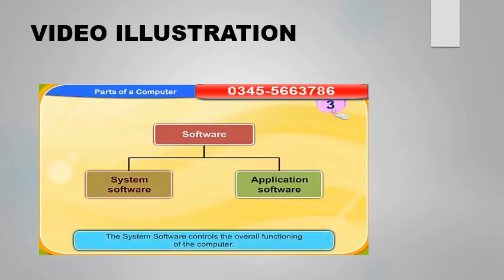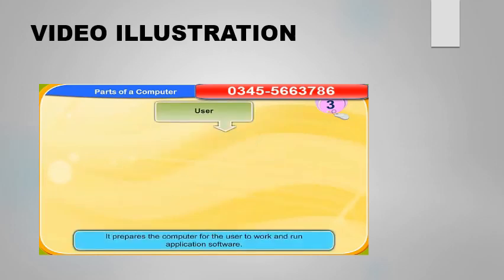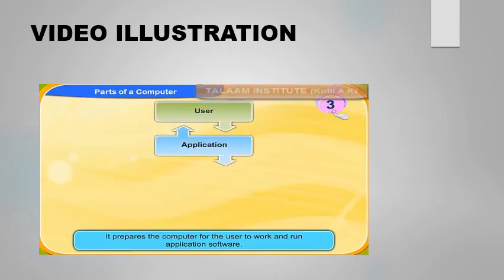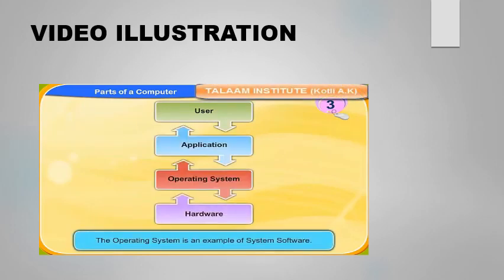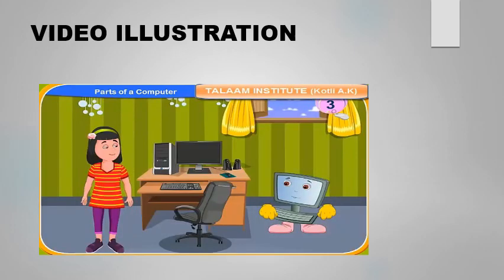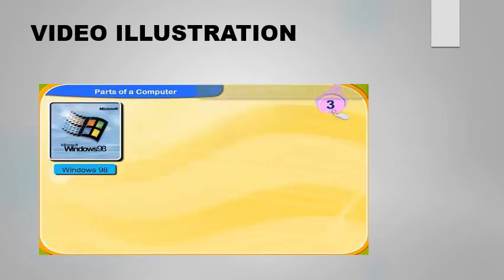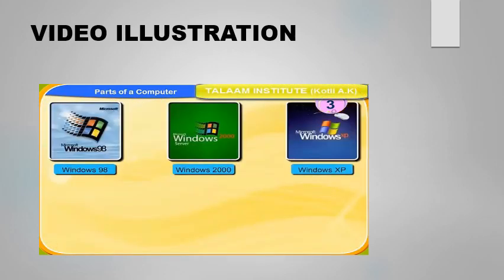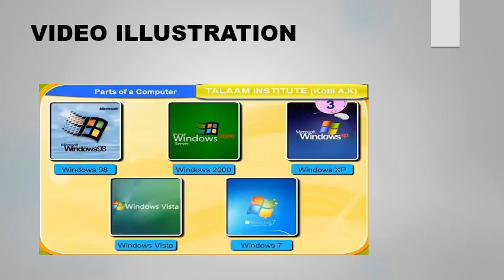The system software controls the overall functioning of the computer. It prepares the computer for the user to work and run application software. The operating system is an example of system software. Isn't Microsoft Windows an operating software? Yes, Rennie. It is the most popular operating system available today. Currently, different versions of Microsoft Windows are available. Windows 98, Windows 2000, Windows XP, Windows Vista, Windows 7 are some of the versions available.